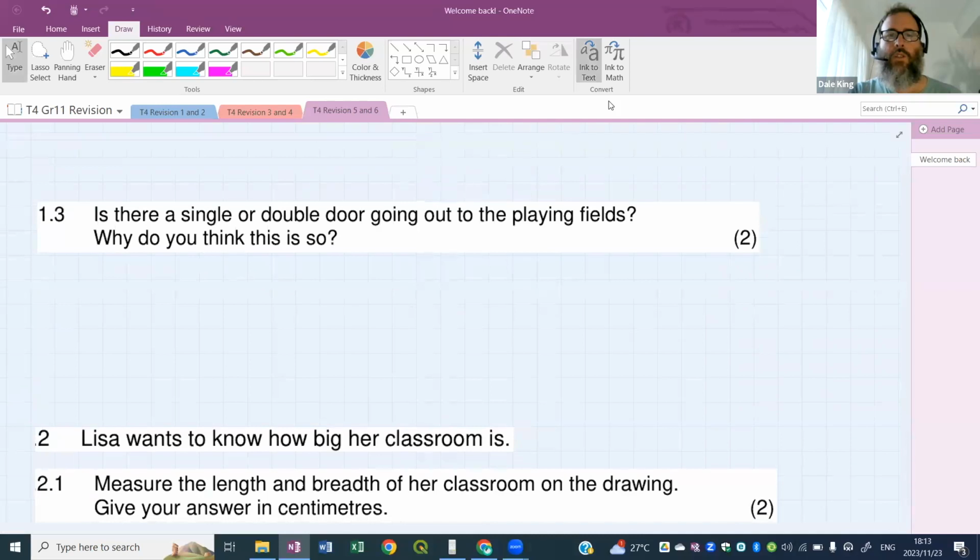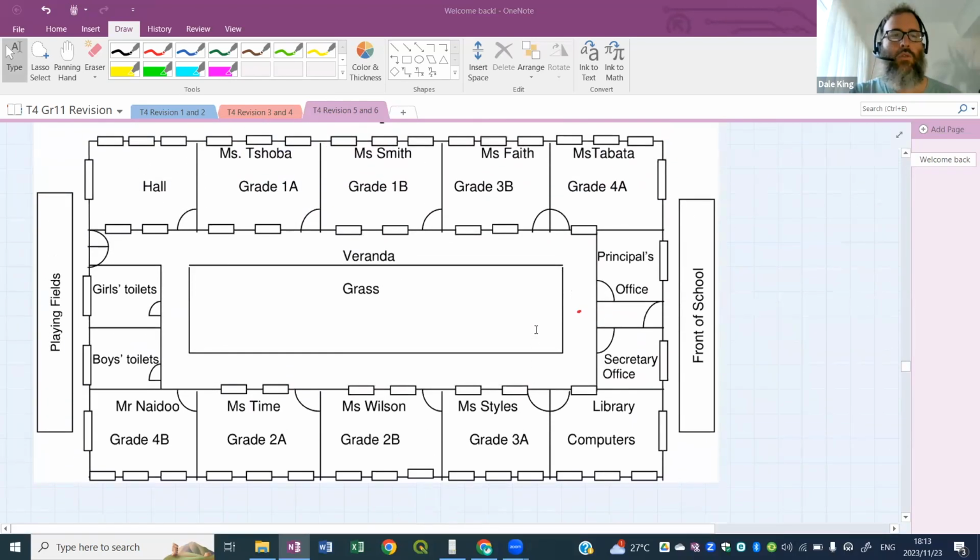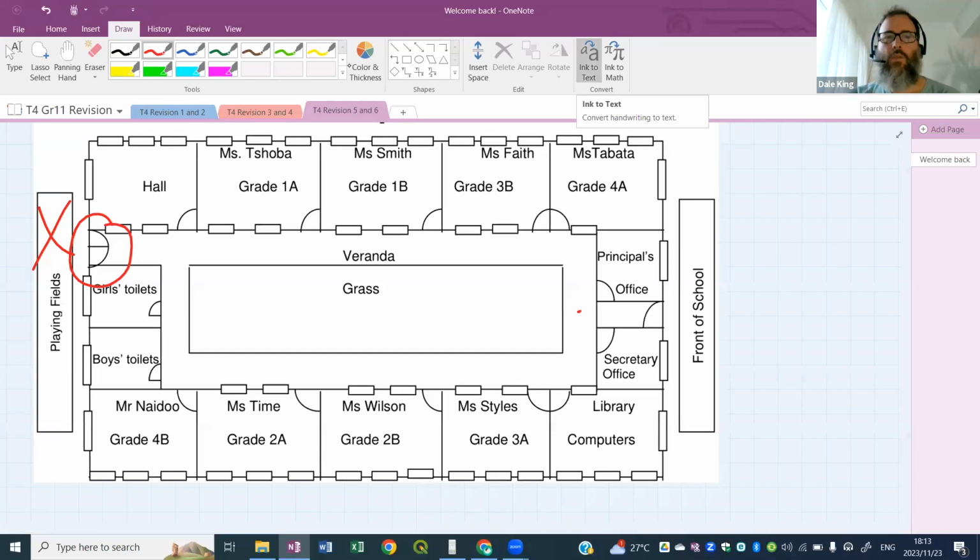Okay, here's the next question. Is there a single or double door going out to the playing fields? Why do you think this is so? All right, so where is this door? So here are the playing fields here. The only door I can see is this one here, and it looks like a double door. Why do you think they'll put a double door there? No calculations here. It's just your subjective answer. What you think. Why do you guys think they put a double door there to the playing fields?